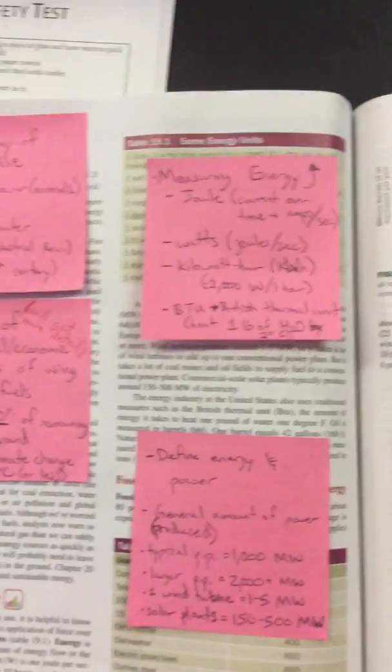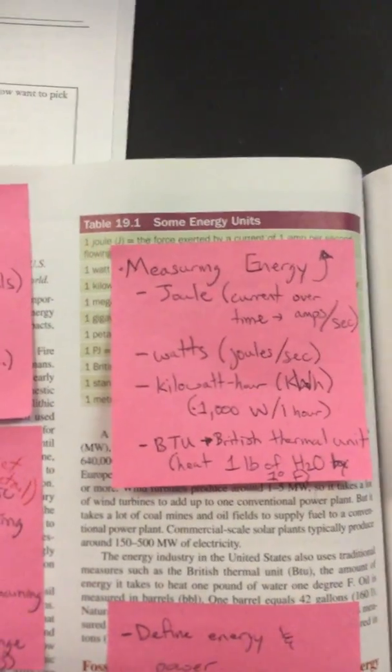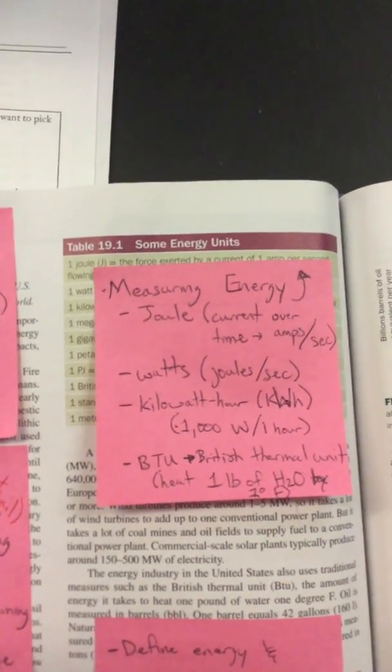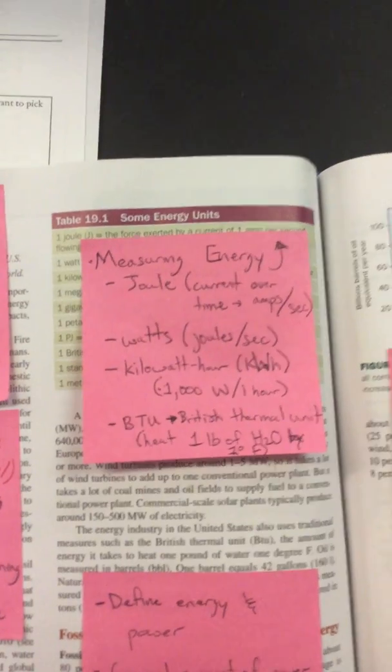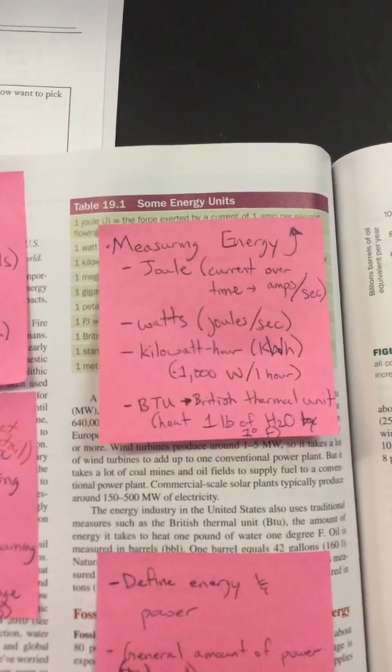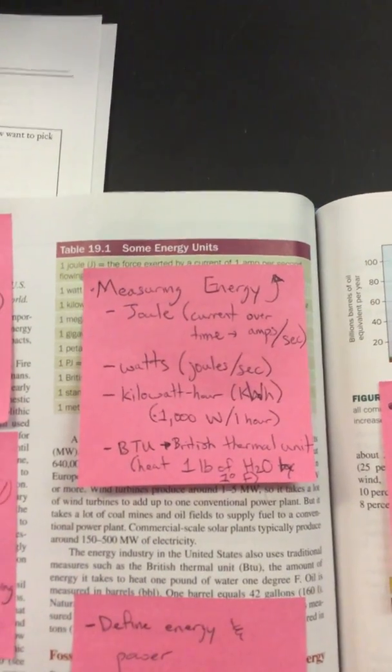Okay. Table 19.1 talks about measuring energy. You don't need to know all of them, but you should know what a joule is. A joule is a way to measure current over time. That's amps per second. You should know what watts are. A watt is a way to measure the power.